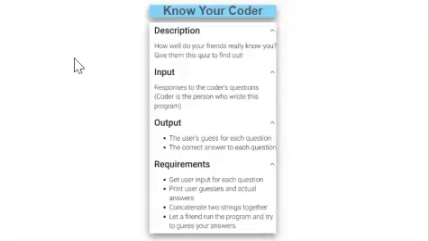The output will be the user's guess for each question and then the correct answer to each question. The requirements are to get the user's input for each question, to print user guesses and actual answers, to concatenate two strings together, and let a friend run the program and try to guess your answers. So let's go over to the code editor and see if we can code this out.